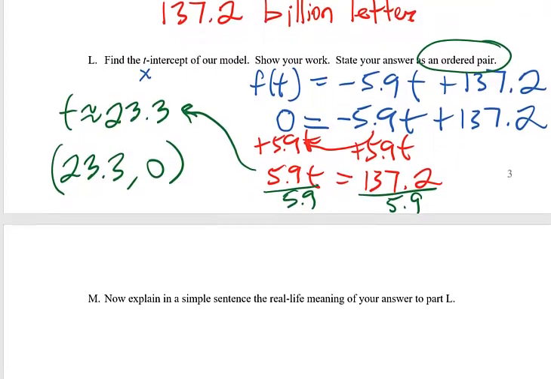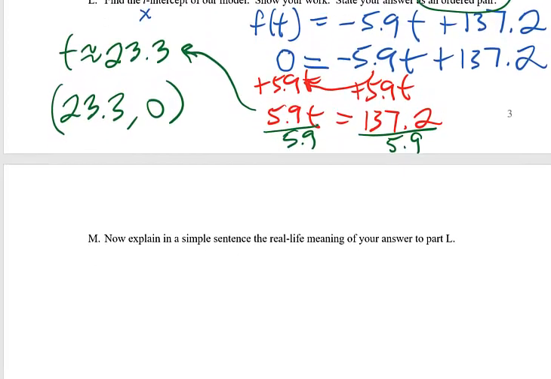That was all math. What about the meaning? What is this ordered pair telling us? Well, remember, and I think it could be helpful in these problems to just write a little t first and a little n second. It just reminds you what these numbers mean. Every time you have a number in this first position, it's always the years, according to the let statement. And every time you have a number in the n position, it's always the billion letters.